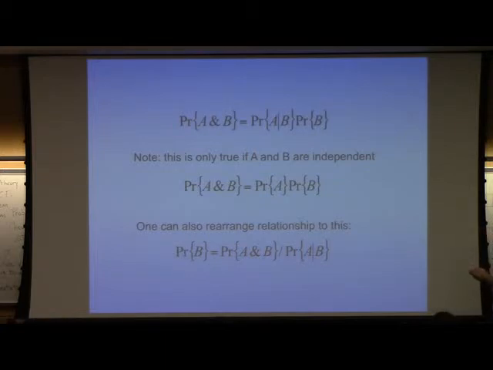Most of us would probably think the probability of A and B is going to be the probability of A times the probability of B. But that's only if A and B are independent events, which sometimes happens, like when you're rolling two dice. What you get on one doesn't depend on the other. But in more general terms, you think about the probability of A and B being the probability of A given B times the probability of B. You can also rearrange this relationship to get the probability of B this way.